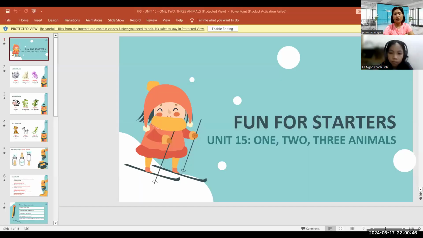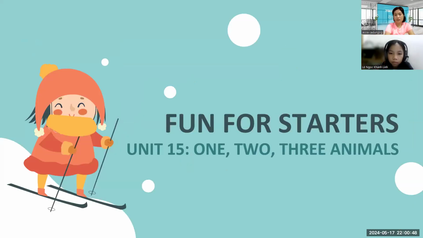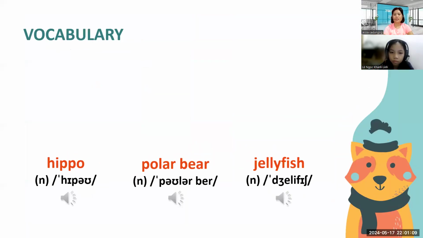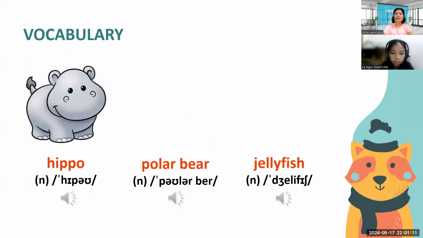Okay, so I will share the screen with you. Lynn, can you please read what Unit 15 is all about? 1, 2, 3 animals. Okay, so we will be talking about animals. The title for our lesson is 1, 2, 3 animals. Here, Lynn, I have examples of polar animals. What are these?